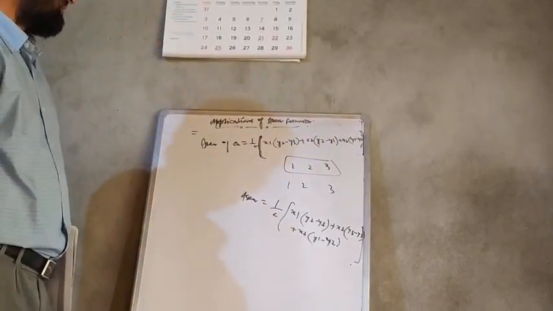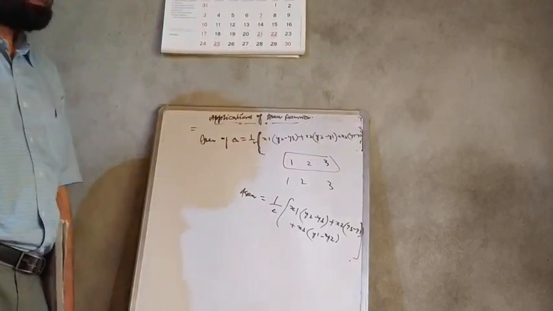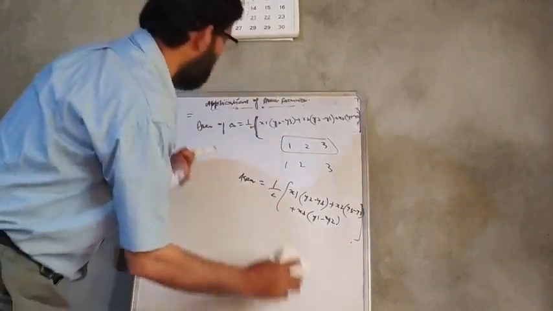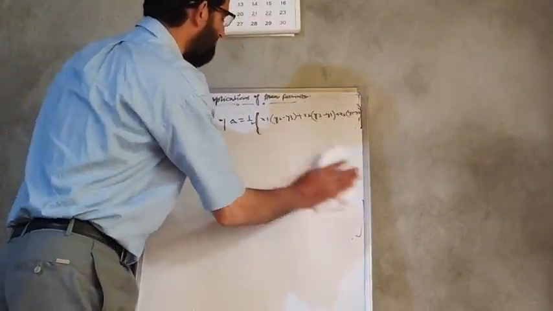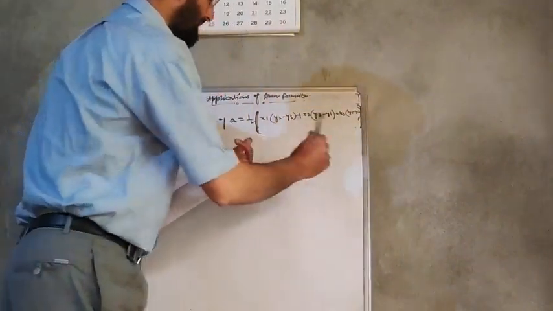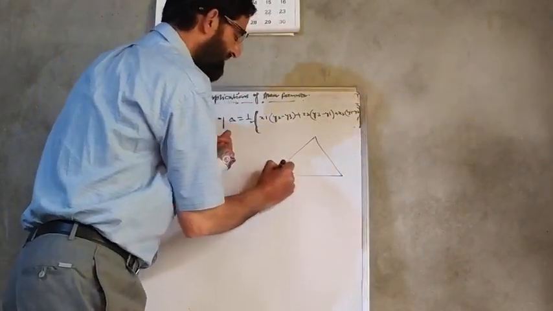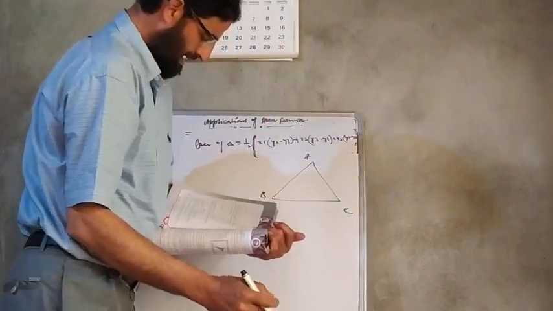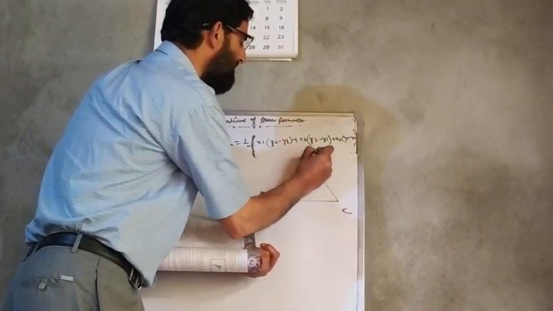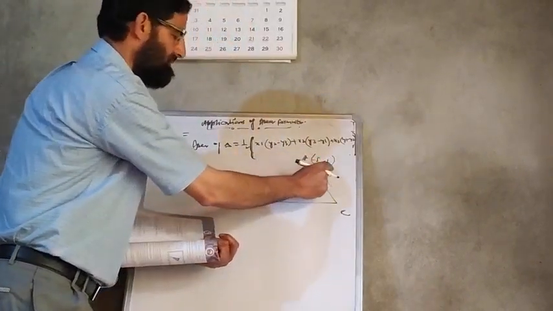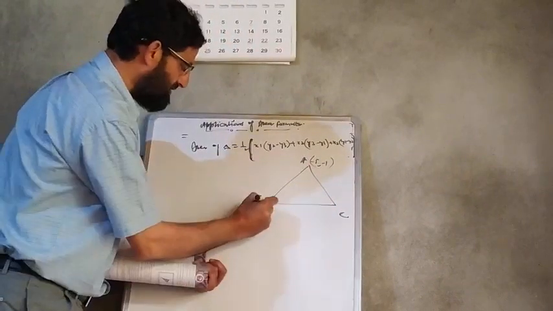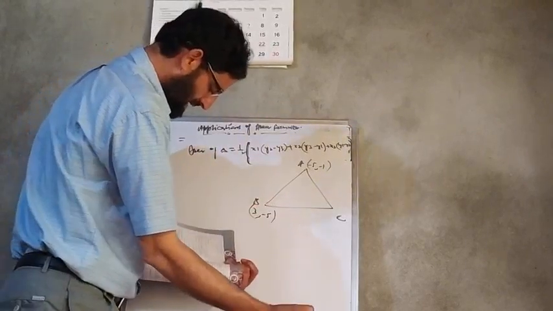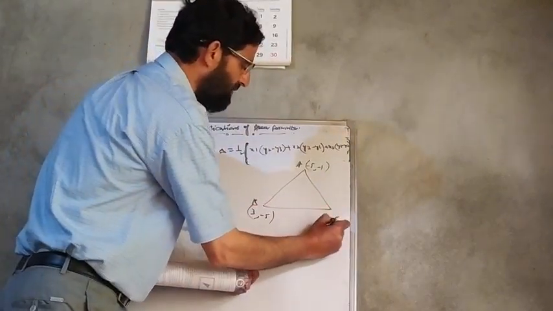Now let us discuss the questions pertaining to this area formula. So question number 1 reads, suppose the vertices of the triangle are given. Suppose this is A, B and C. The vertices are given: point A has coordinates minus 5, minus 1. And B has coordinates 3 and minus 5. And C has coordinates 5 and 2.